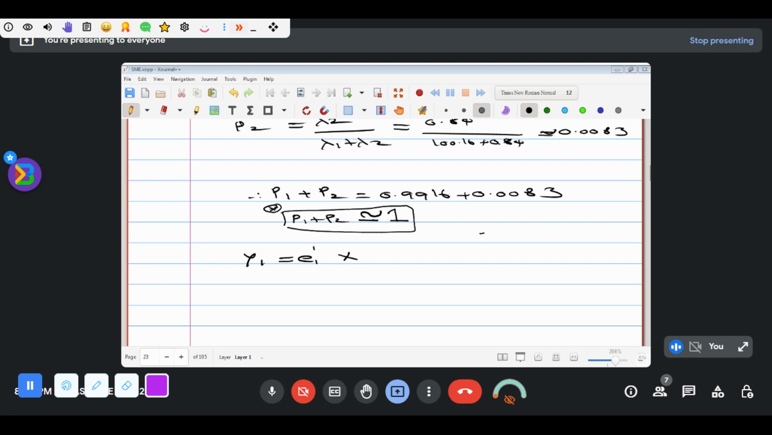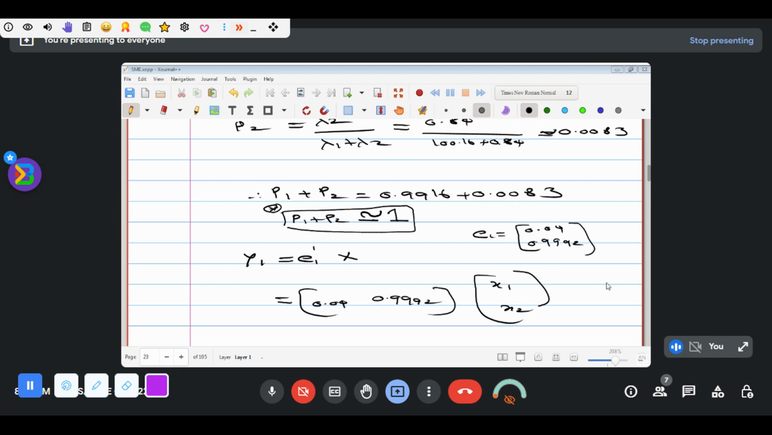Okay. So what is the E1 value? E1 is the first normalized vector value. What is the result? 0.04, 0.992. Then what is the result here? X you already know. Transpose means write it row wise. Column is converted to row. Therefore 0.04, 0.992. X you already know, two vectors x1, x2.